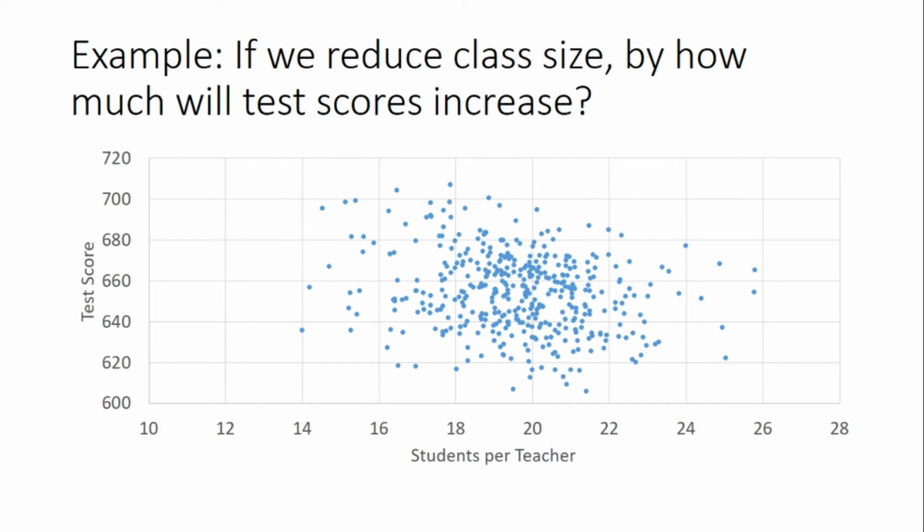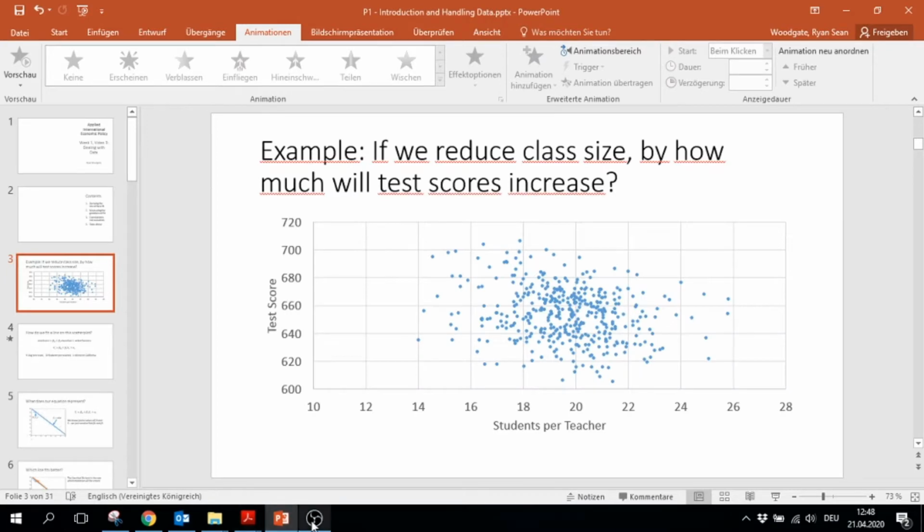And the question is as follows. You've got the governor of a district in California, and he or she wants to know, if he or she reduces the class size, which we see here on the x-axis, what will happen to the test score? The governor wants to increase the test score, wants to have better grades on average, but is unsure of the size of the effect.